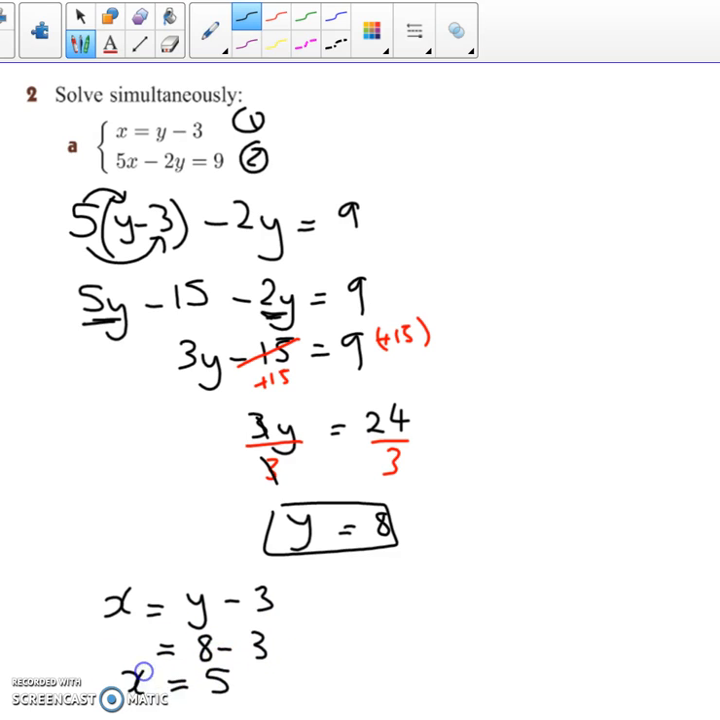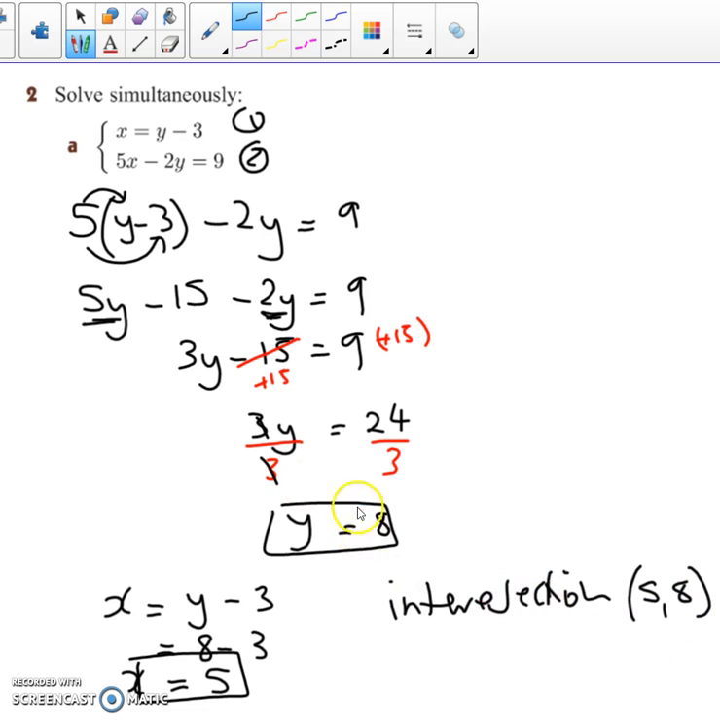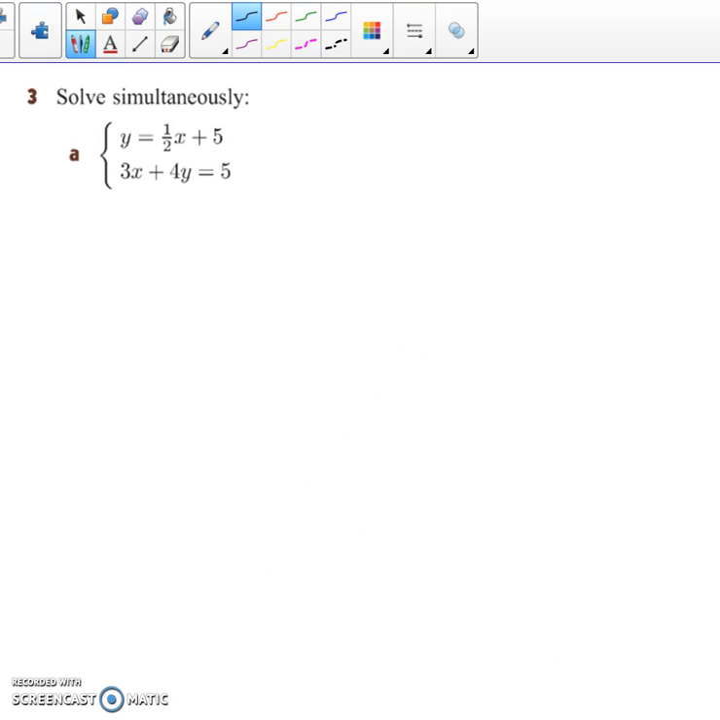So x for this one will be 5. So our intersect, so I can spell it, will be (5, 8). The only thing a little bit different with that one was that we did it the other way around. Alright, so now the next step, we'll go a little bit further.